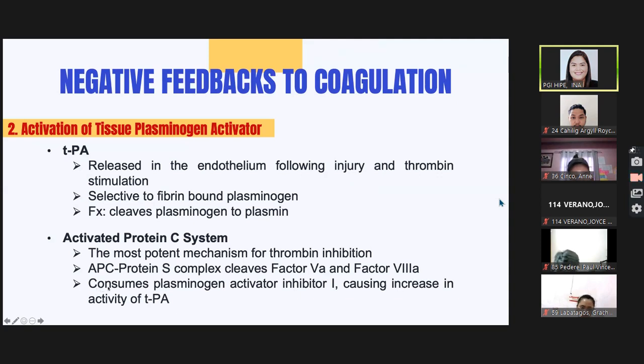This system consumes plasminogen activator inhibitor 1, causing an increase in activity of tissue plasminogen activator. So that's why it is mentioned here, no? APC-protein S complex cleaves factor 5A and factor 8A. So remember, in factor 5 Leiden disease, which is a genetic mutation that causes factor 5 to be resistant to APC, there is uncontrolled and prolonged activation of factor 5, which increases predisposition to venous thromboembolic events. So there is a mutation in factor 5, so no APC system action, then the patient will be more predisposed to thromboembolic events.